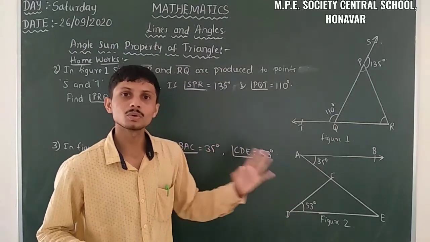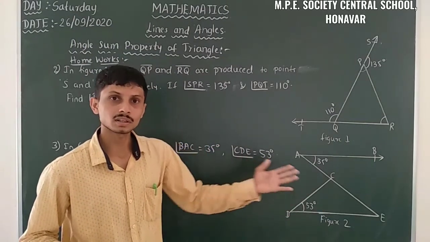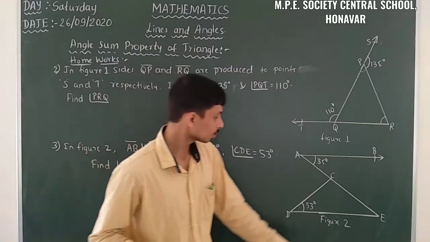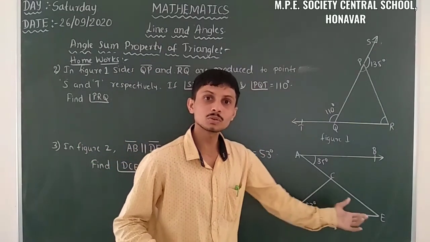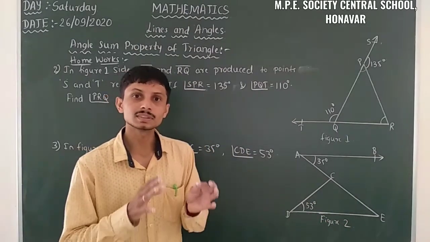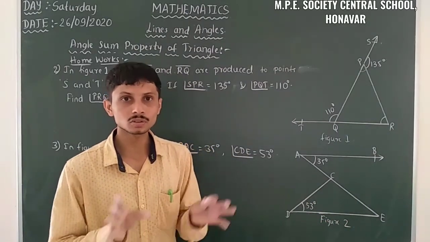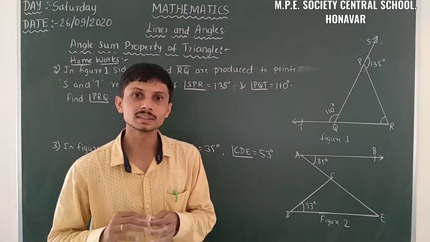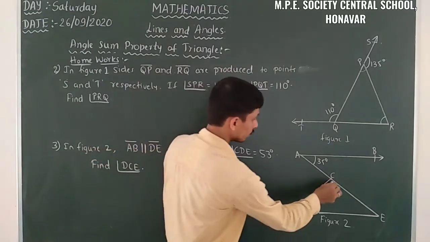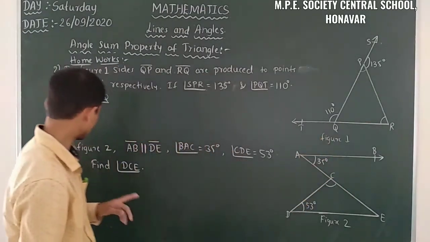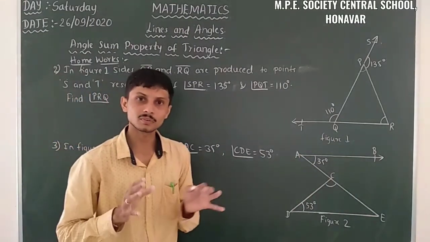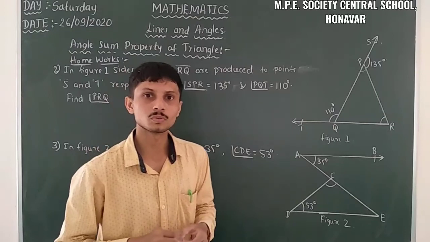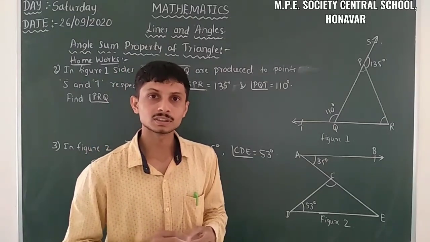Try to recognize them. Then we have these two angles. From these two angles use theorem 6.7: the sum of angles of a triangle is 180 degrees. From that we have to find this angle, that is angle DCE. Those two problems are very easy for you.